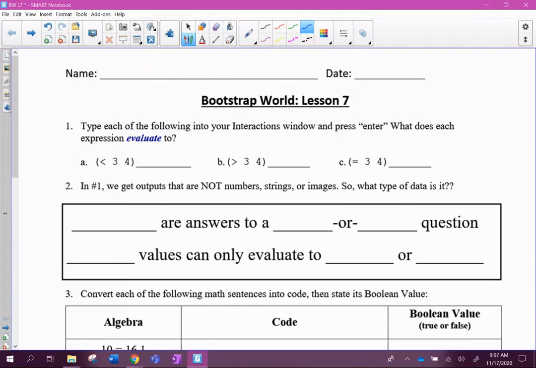So in number 1 here it says type each of the following into your interactions window and press enter. What does each expression evaluate to? So I'm going to do these for us just so we can all be on the same page. But what I want you to notice is that in all 3 of these codes, they're all different than what we've worked with so far. Instead of an addition sign or a division symbol or whatever, we see a greater than, a less than, and an equal sign. So these are going to be something a little different than what we're used to.